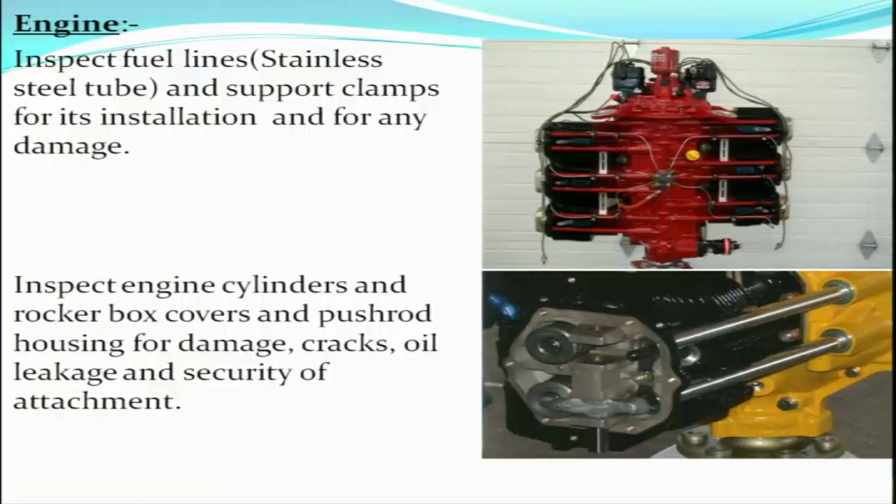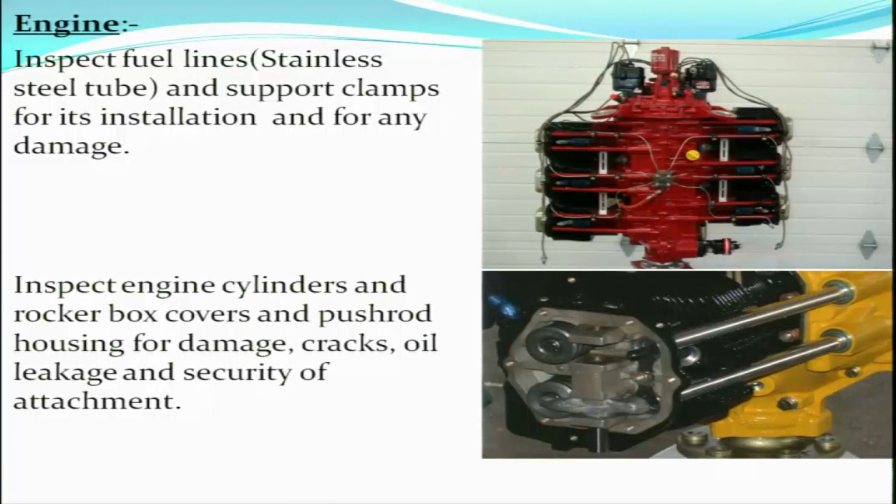On the engine, inspect fuel lines, the stainless steel tubes and support clamps for their installation and for any damage. The fuel lines on the engine, you can see this is the top view of an engine shown. You can see these white lines, these are the metal lines, the engine fuel lines. These fuel lines are stainless steel tubes. They need to be inspected for any damage, for any distortion, for any leakage, and the clamps, you can see these black things, these are the clamps which are supporting these fuel lines. When we go on the aircraft, you will see it actually on the aircraft. So, these support clamps are to be inspected for correct installation, for any looseness or damage.